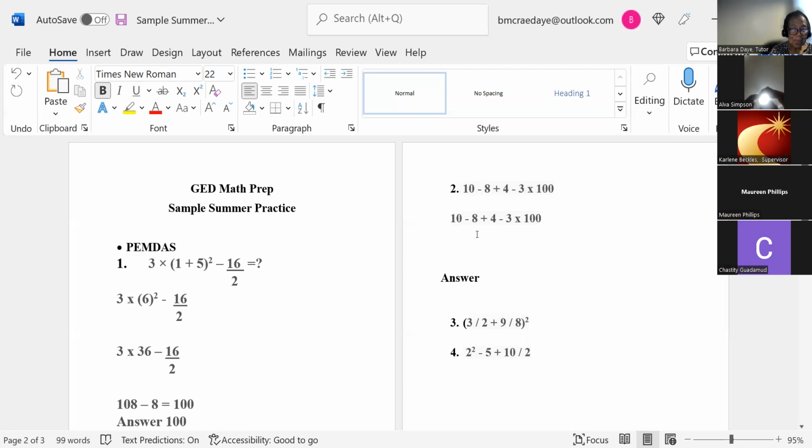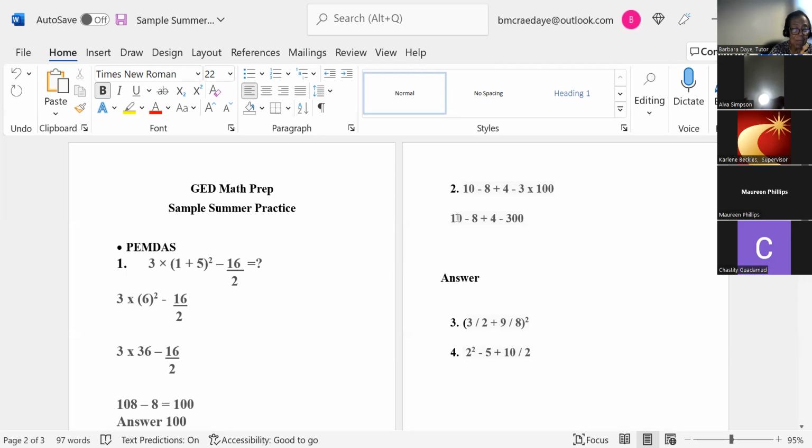10 minus 8 is 2. Plus 4 is 6. Minus 3 is 3. 300. So you got -3. You did the multiplication first. So Maureen, that's a -300. Maureen, you're throwing away signs.